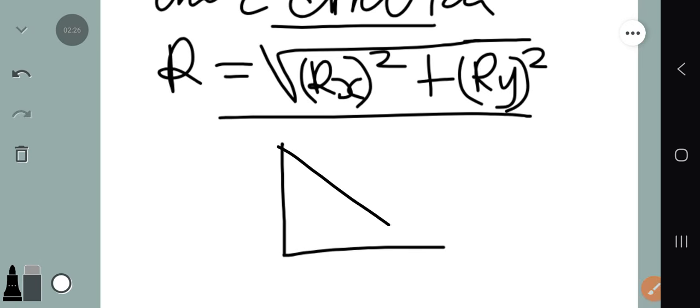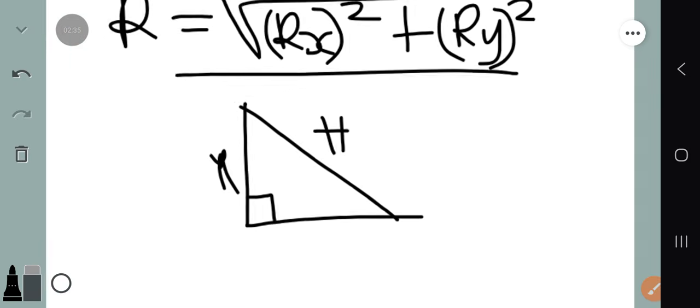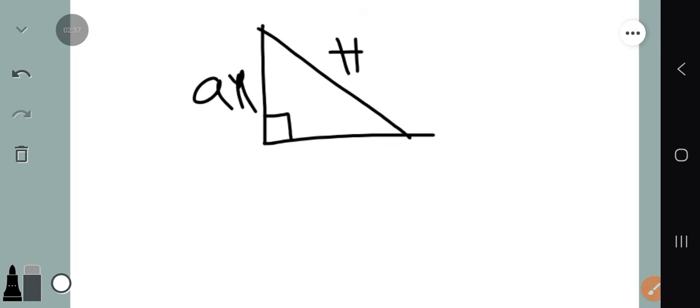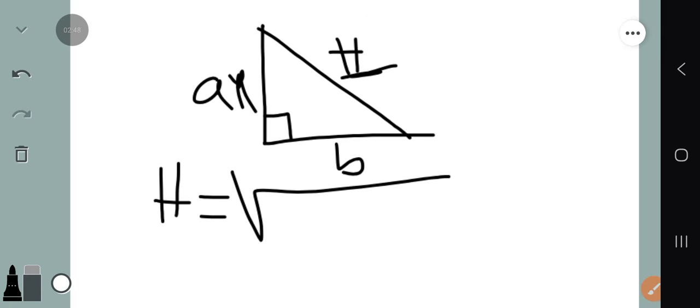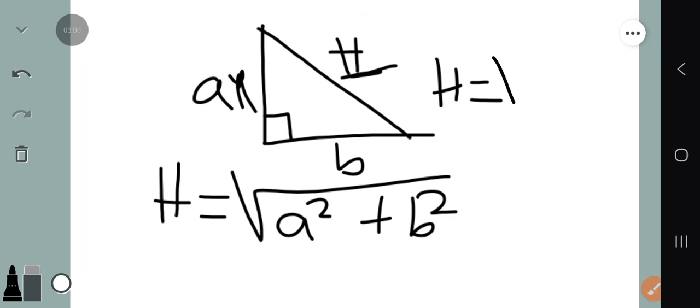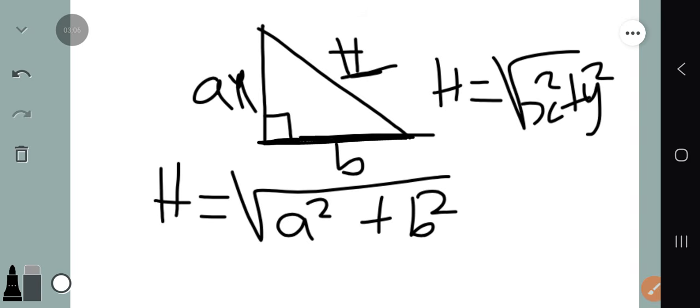Imagine we have this right-angled triangle and this is the hypotenuse, right? Let's say this is A and this is B. How are you going to find the magnitude? In grade 12, you learned to say magnitude or hypotenuse equals the square root of A squared plus B squared. Or in other words, hypotenuse equals the square root of X squared plus Y squared, because this is X and this is Y.